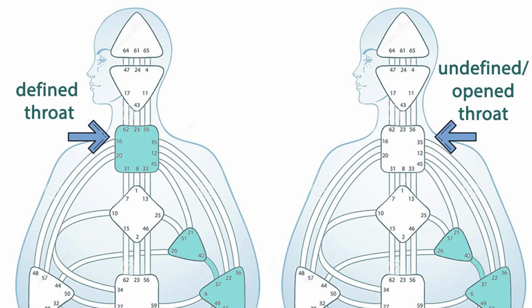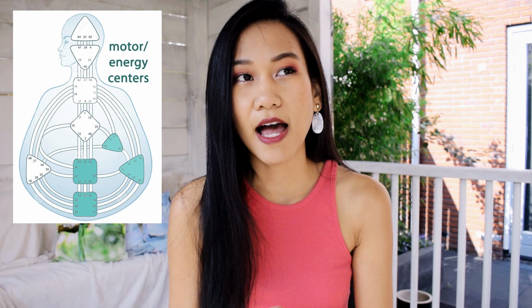There's going to be two different ways that this energy center works. You're either going to have a defined throat, meaning it's colored in, or you're going to have an open throat, meaning that it's not colored in, it's white. So if you are a projector, you're not going to have an energy center in your body connected to this throat, meaning that you're not going to have a direct connection from the solar plexus, the will, the sacral, or the root directly to the throat.